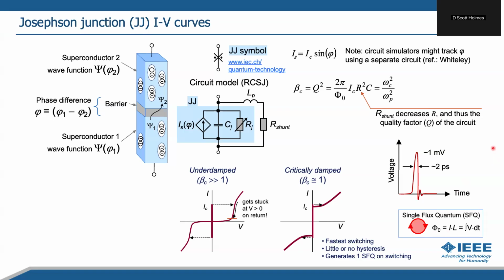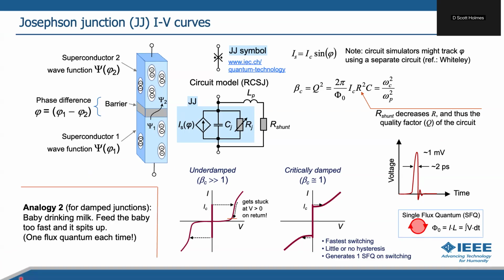And that does not depend on some of the details like the critical current or the area, or the shunt resistance. You get a flux quantum out. Okay.